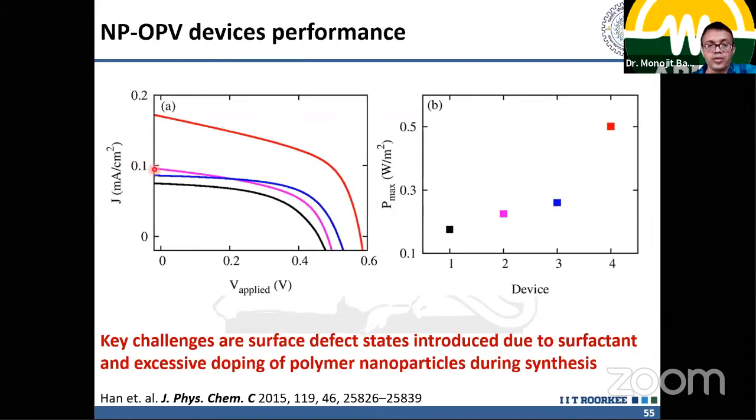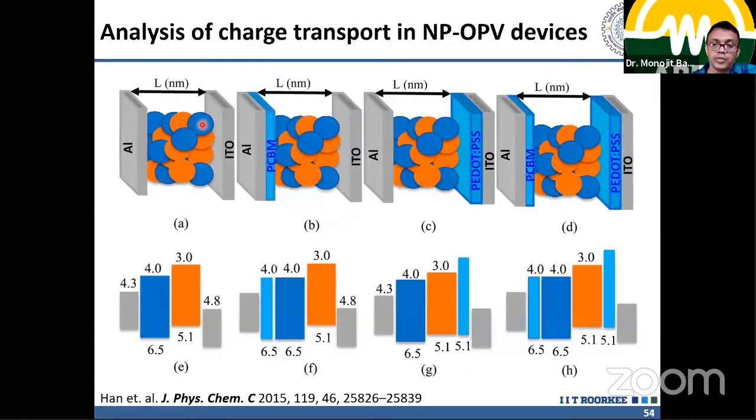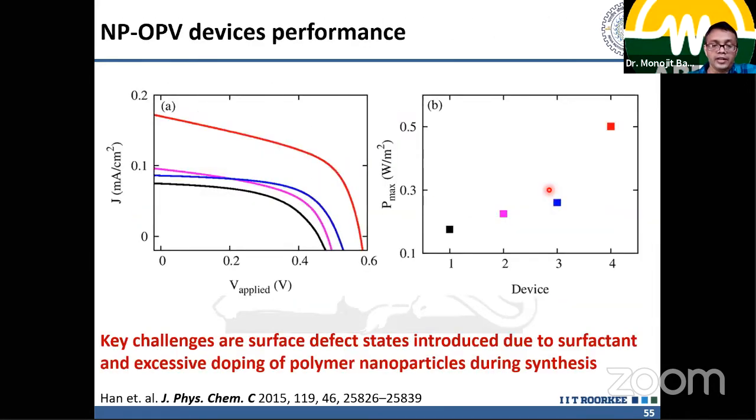And she found out that whenever you have P3ST and PCBM and a P dot buffer layer, you get the highest efficiency numbers. And the conclusion is the key challenge is the surface defect states. So after doing all this theoretical investigation using the drift diffusion model and trap density calculations, what we found out is that the surface defect states basically play a significant role here. And that is where we lose the open circuit voltage.